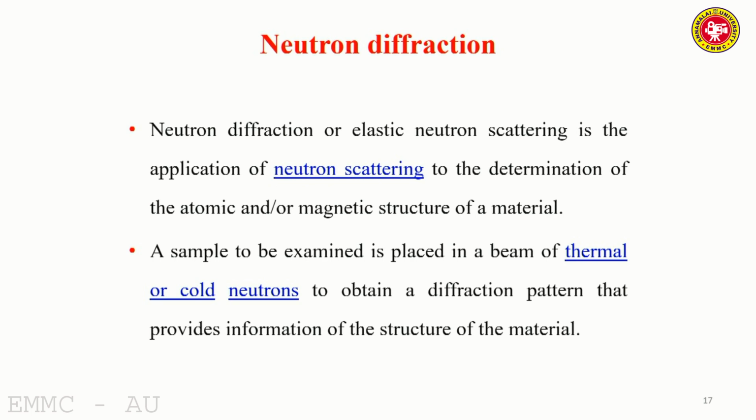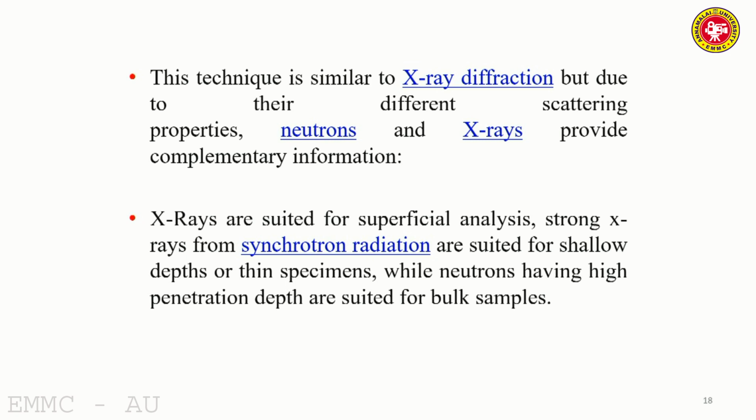Neutron diffraction. Neutron diffraction, or elastic neutron scattering, is the application of neutron scattering to the determination of atomic and magnetic structure of a material. A sample to be examined is placed in a beam of thermal or cold neutrons to obtain a diffraction pattern that provides information on the structure of the material.